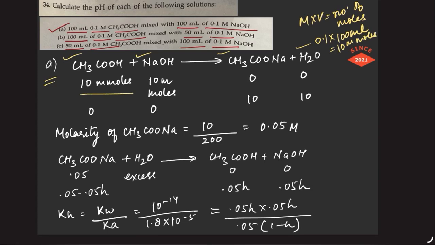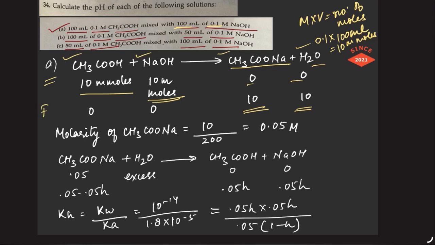10 millimoles of acetic acid, then molarity into volume, that is 0.1 into 100 will give millimoles of NaOH. So 10 millimoles of NaOH. This is the initial concentration. Initial concentration of the salt is 0 and water is also 0. From the stoichiometry of the equation, it can be seen that 1 mole of NaOH reacts with 1 mole of acetic acid and 1 mole of salt and 1 mole of water is formed. 10 millimoles of NaOH react with 10 millimoles of acetic acid to give 10 millimoles of sodium acetate and 10 millimoles of water.